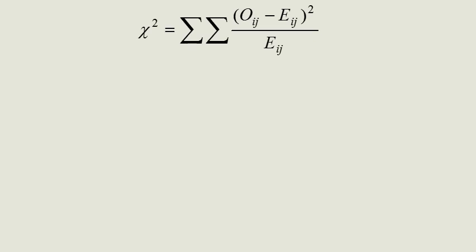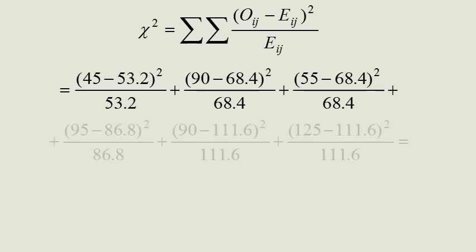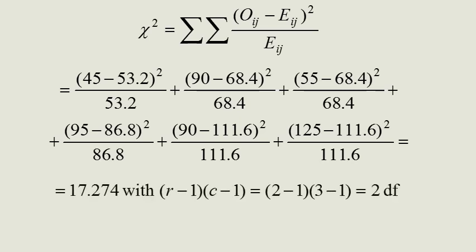So let's get to the formula. There are 6 combinations of car brand and customer loyalty, and each has its own observed and expected value. So there are 6 terms in the sum. Here are the terms from the first row of the table, and here are the terms from the second row. And it all adds up to 17.27 with 1 times 2 degrees of freedom.